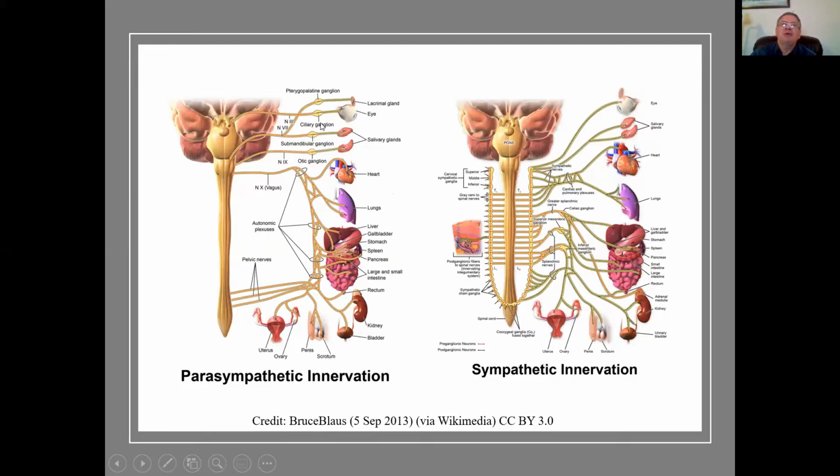So in the parasympathetic innervation here, the ganglia, part of the peripheral nervous system, are located closer to the organs, so they're clusters of neurons here. Whereas in the sympathetic division, the ganglia are more closer to the spinal cord, further away from the organ. So that's a different thing there.